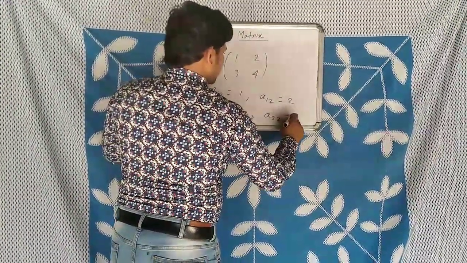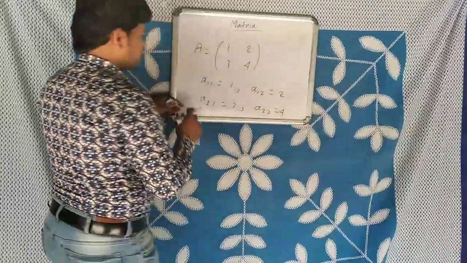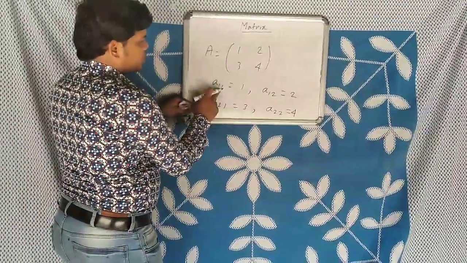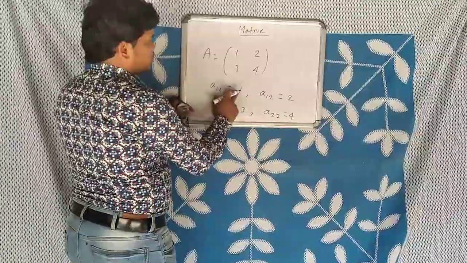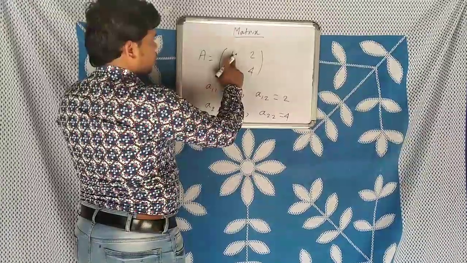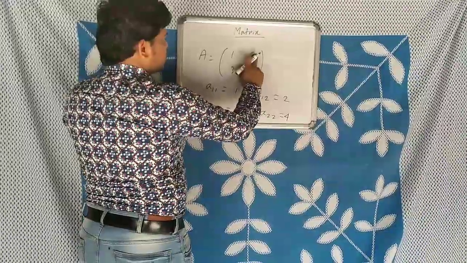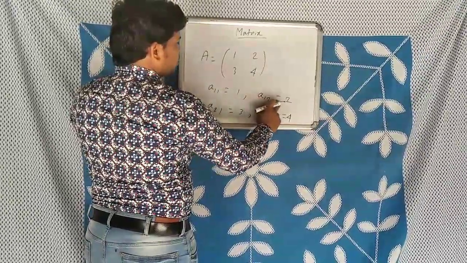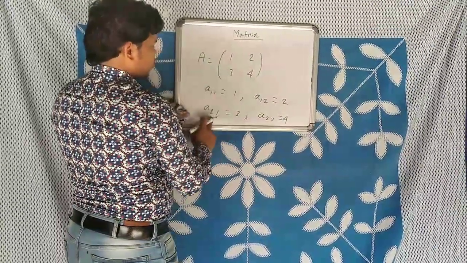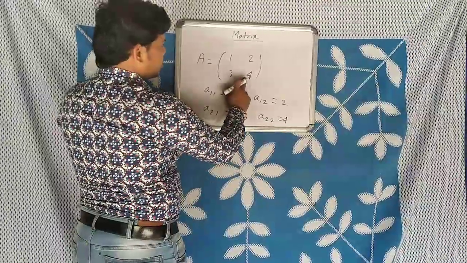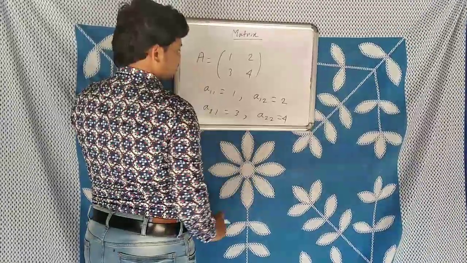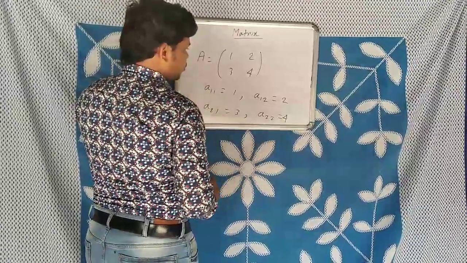A22 means 4. See here, these suffixes denote the position of the element. This position is called 1, 1 position. This position is called 1, 2 position. This position is called 2, 1 position. And this position is called 2, 2 position. So A22 equal to 4.